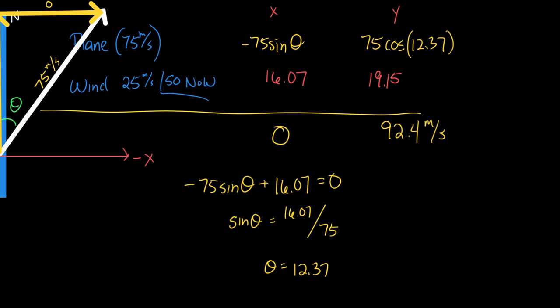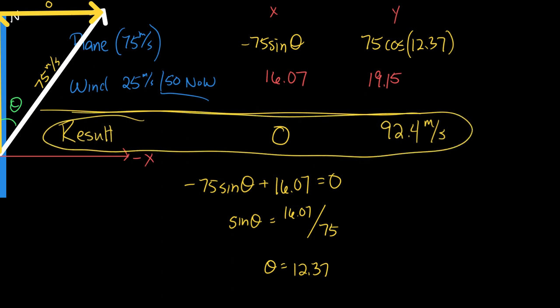Now, what does this mean? Well, this is the result for the plane. This is what the plane is doing. The plane is going to have a ground speed. This is what the plane is traveling relative to the ground, with no component in the x direction and all component in the y direction. So my actual answer should be 92.4 meters per second due north, because my answer is in the positive y direction.